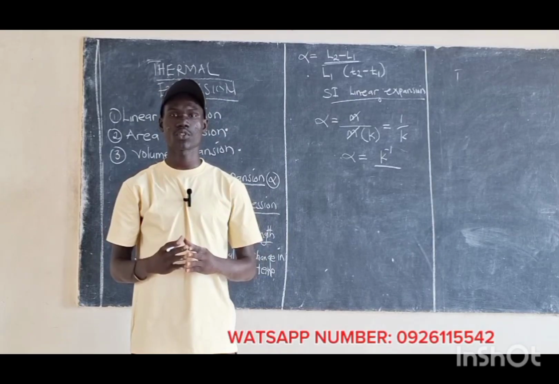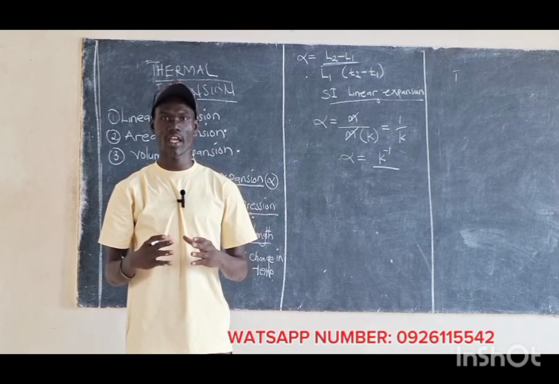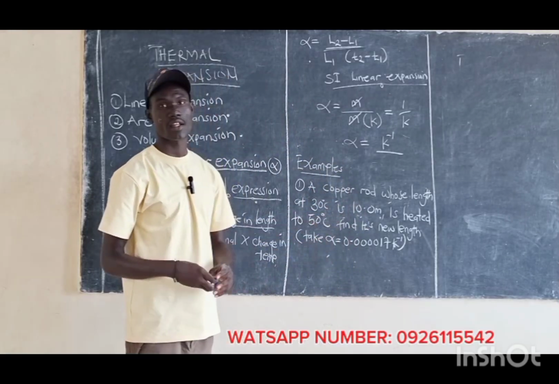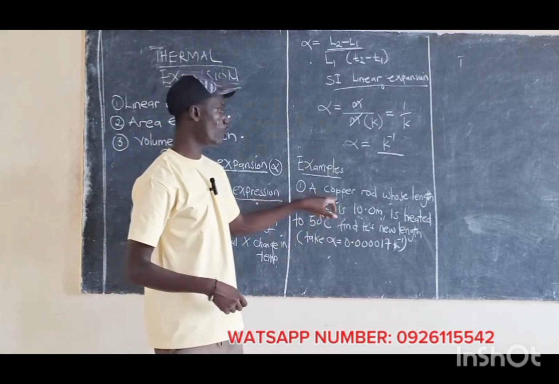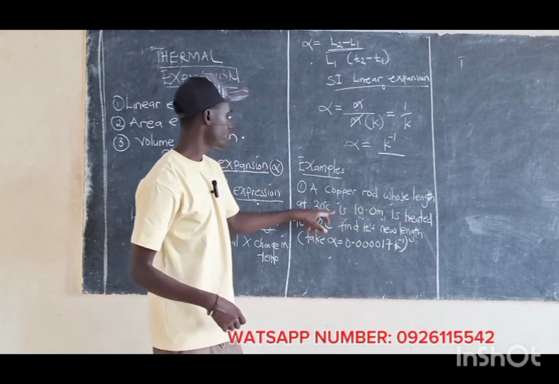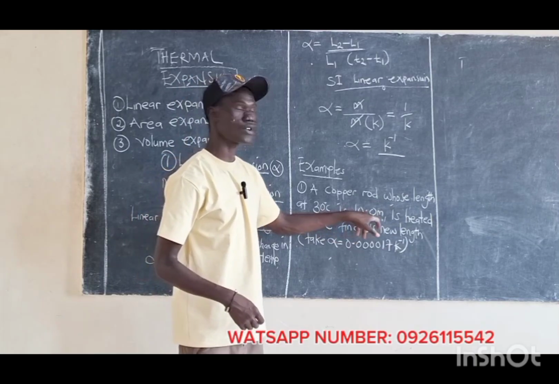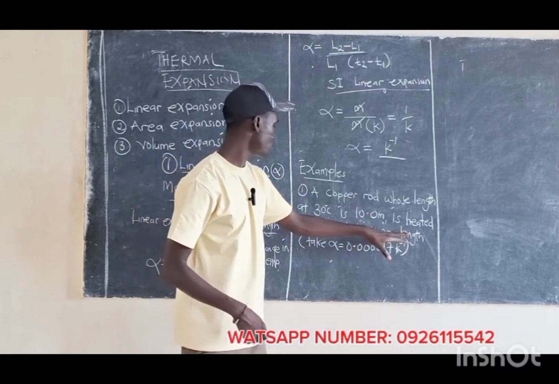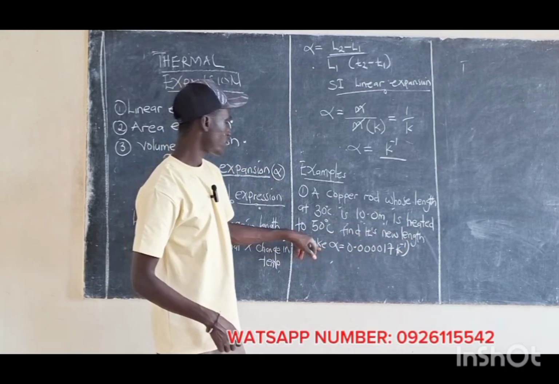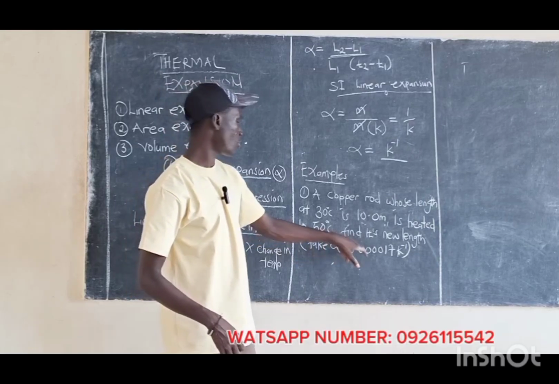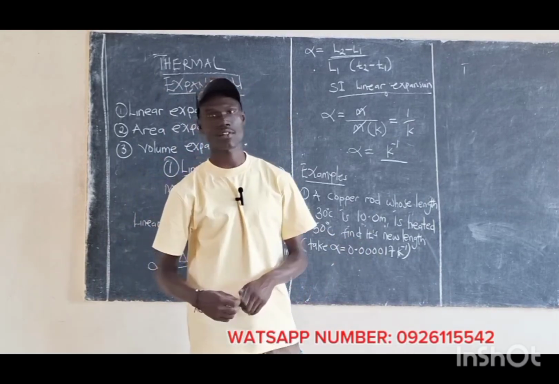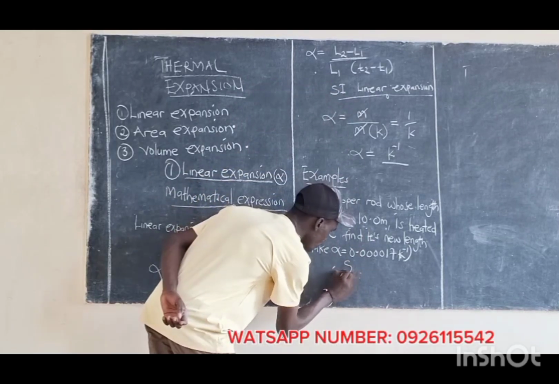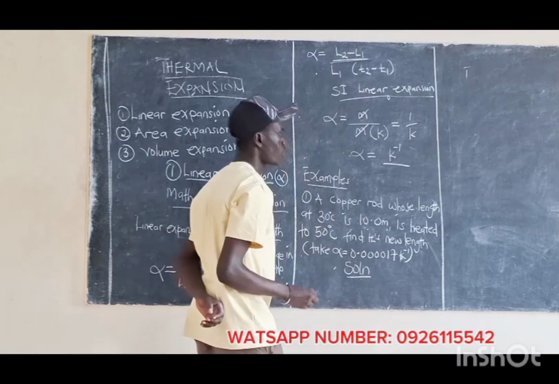We're going to look at examples on how to deal with problems under linear expansion. This is example 1 under linear expansivity. A copper rod whose length at 30 degrees Celsius is 10.0 meters is heated to 50 degrees Celsius. Find its new length. You are also given linear expansivity, alpha, as 0.000017 per Kelvin. So here we are going to list down the given parameters. Solution: given.